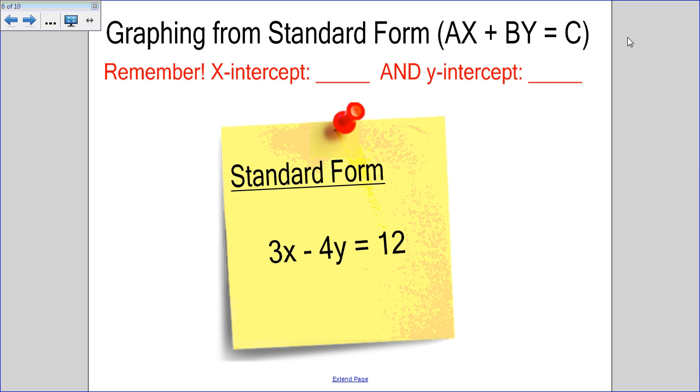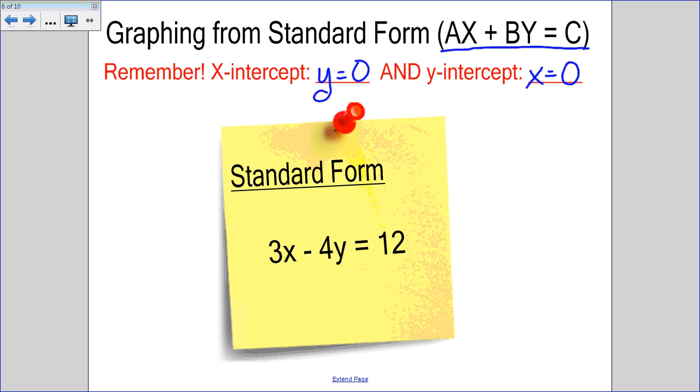All right, our last video talked about kind of a refresher on graphing using point slope form. So this time we're going to refresh our minds on how we graph in standard form. Remember we said standard form is ax plus by equals c. We use this to find our x-intercept and our y-intercept. On a graph, our x-intercept is the point where y equals 0, and our y-intercept is the point where x equals 0. So let's look at an example and kind of walk through it.